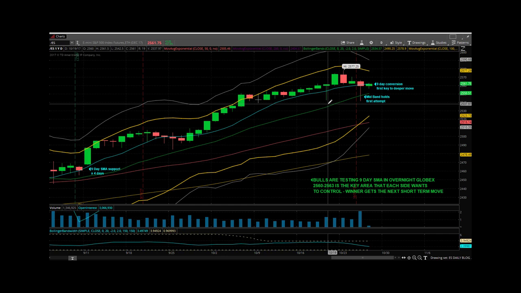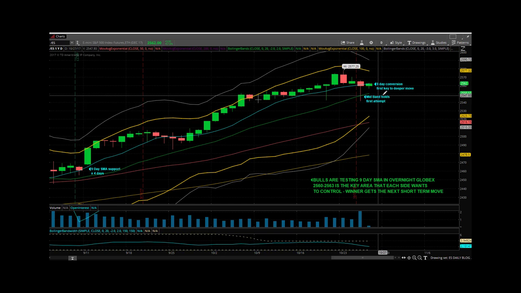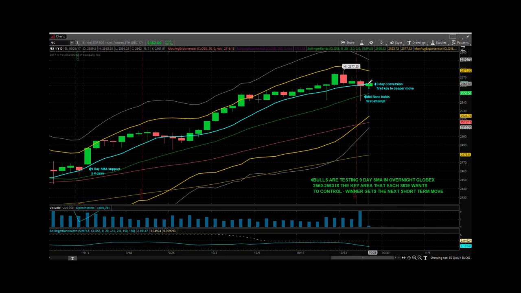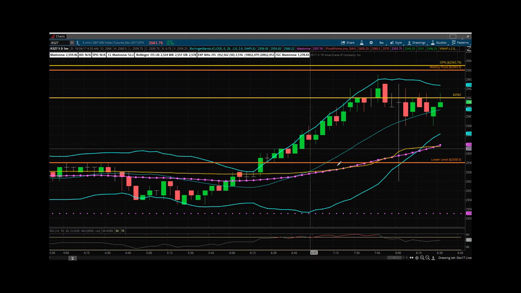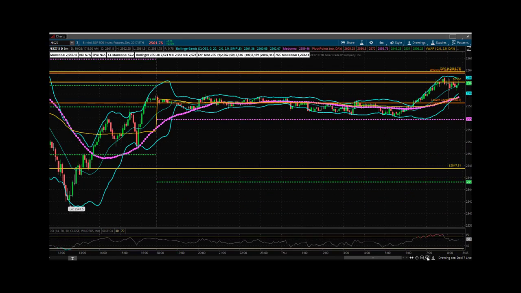And now we are back challenging the key area. You've got the 9-day, which we talked about being very important yesterday. That's sitting around 62. And just above it you've got the weekly pivot at 25.63 and a half. So I want to show you guys our 5-minute chart. It's the same chart that we use in the room.